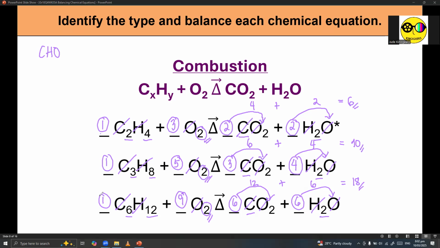Okay, so that is combustion for you. And unlike the other types of equations, for combustion we always balance carbon first, then hydrogen, and then oxygen, because they're the only elements so far in these 3 examples. Okay, let's move on to the next one.